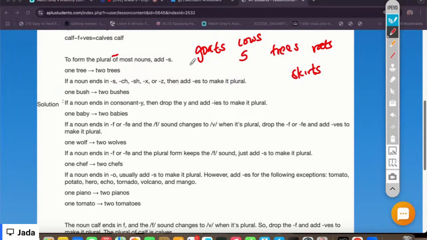If you have one goat, in plural it is goats. One cow, in plural it is cows. We have tree, and the singular is tree, but the plural would be trees. Then we have rat, and in plural we have rats. Skirt, and in plural we have skirts. So that is to say that if you want to form the plural of most nouns, you would need to add the s. Okay?